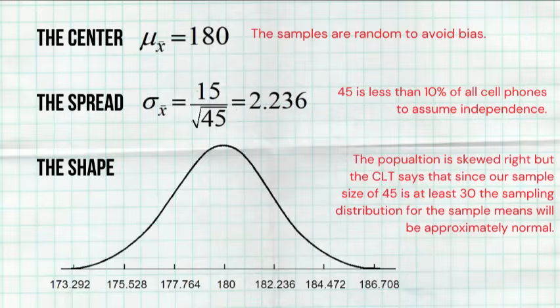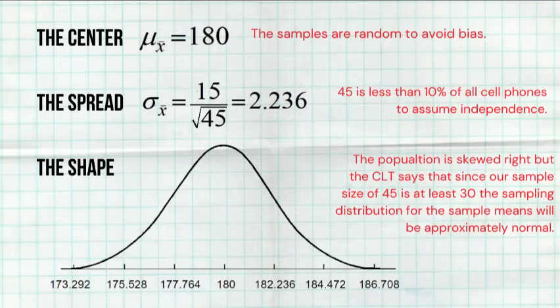So to find the standard deviation of our sampling distribution, we're going to take 15, the standard deviation of the population, divided by the square root of 45 to get 2.236. Now, of course, this is on the assumption that 45 is less than 10% of all cell phones at the high school to assume independence. Lastly, the shape is going to be normal.